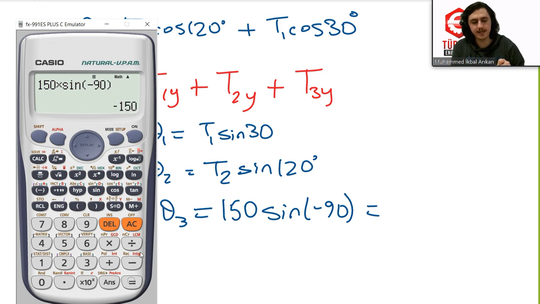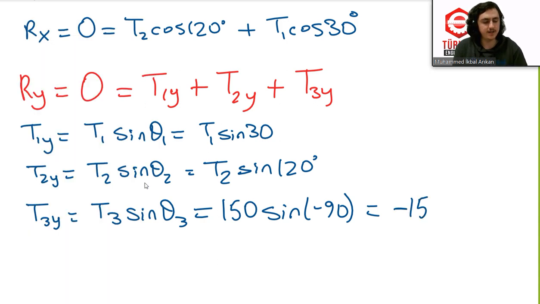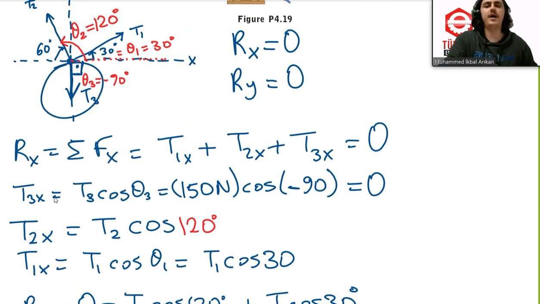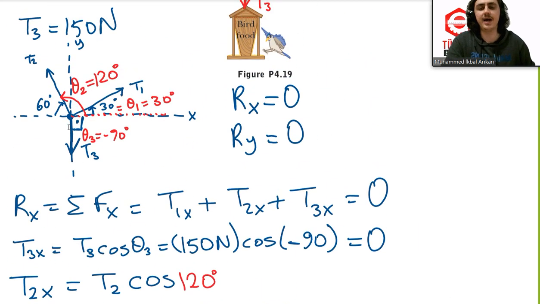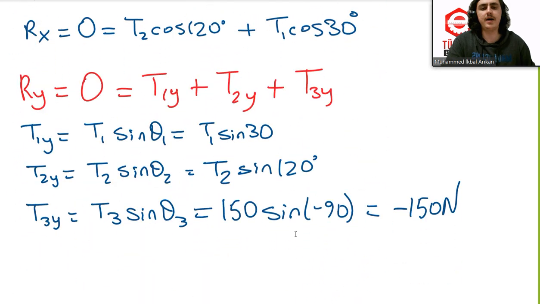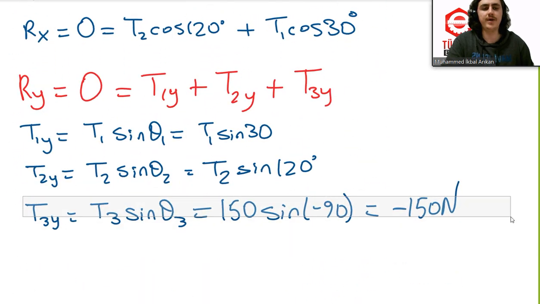I will get negative 150 Newton. As you see here, actually I have just 150, which is just down in a vertical, so I must have negative quantity. This is the magnitude, and here I got the direction of y component.